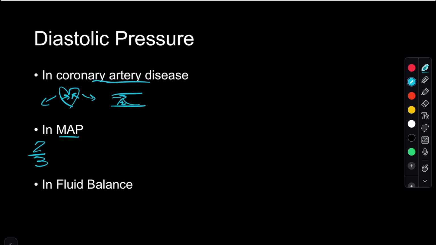And then it can be a little bit more of a specific indicator for fluid balance. So low diastolic pressure could mean that you're hypovolemic. A higher diastolic pressure could mean that you're hypervolemic.